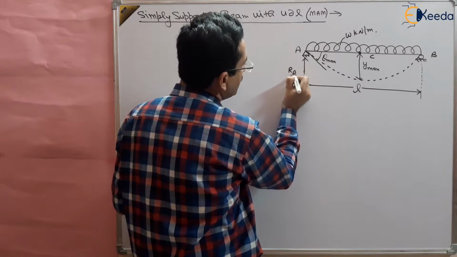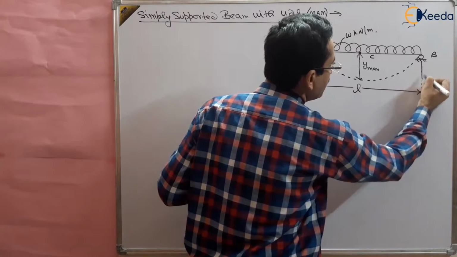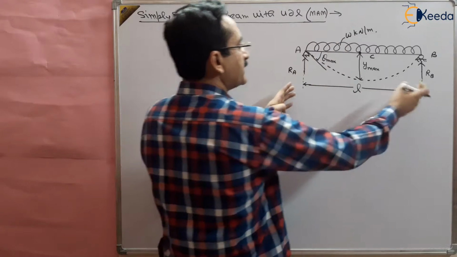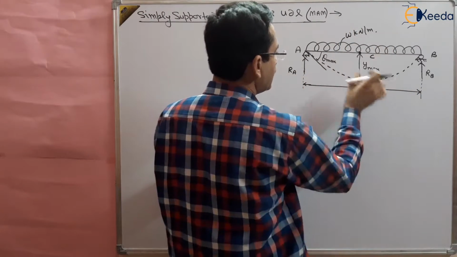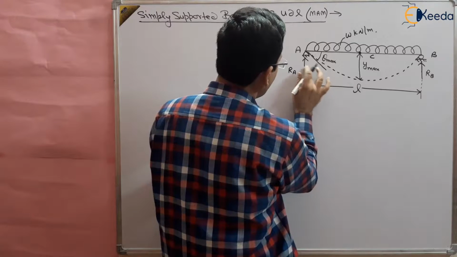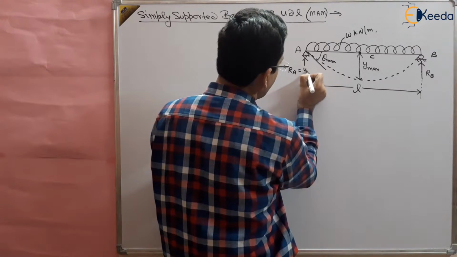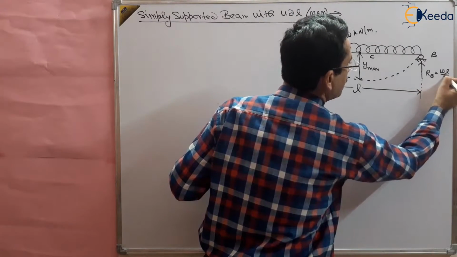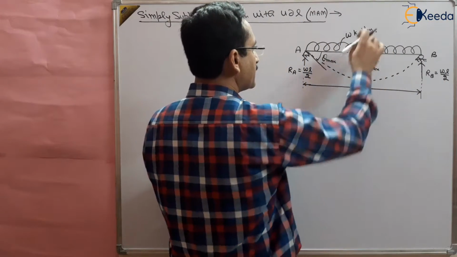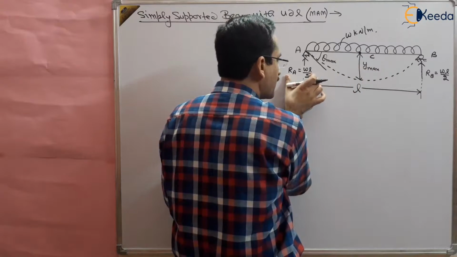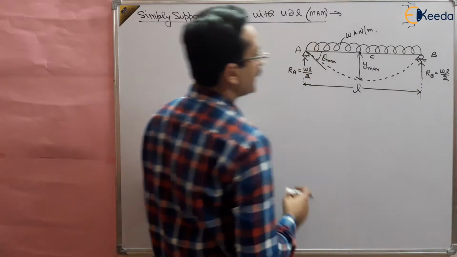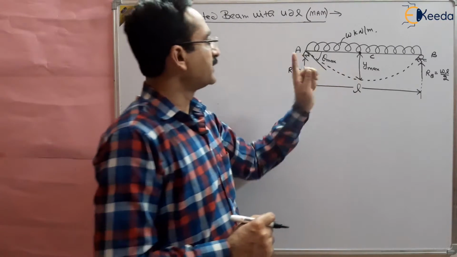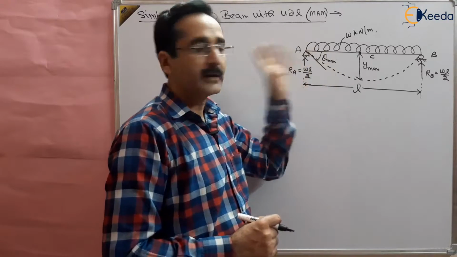So RA and RB are known to us. If this load is W and the length is L, WL will be the total load acting at the center. So RA will be equal to half of WL. Half of WL will be shared by point A and half will be shared by point B. So WL by 2 is shared by RA and WL by 2 will be shared by RB, right? So that the body is in equilibrium. And Y max is at the center and the slope is maximum at point A, right?